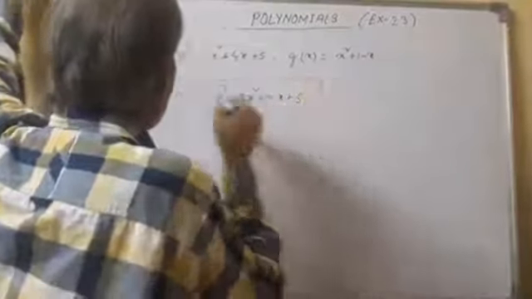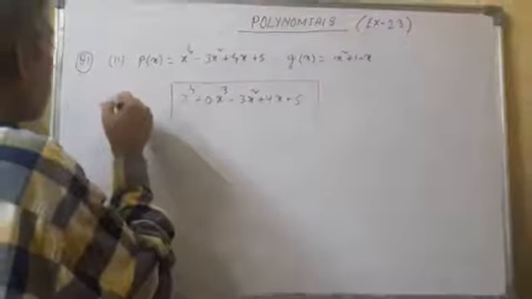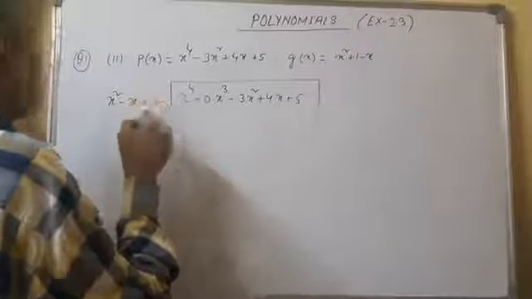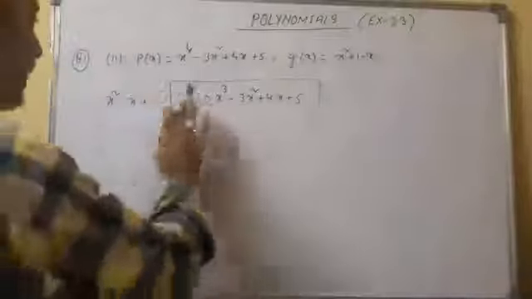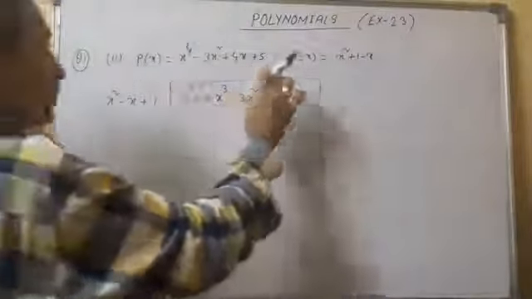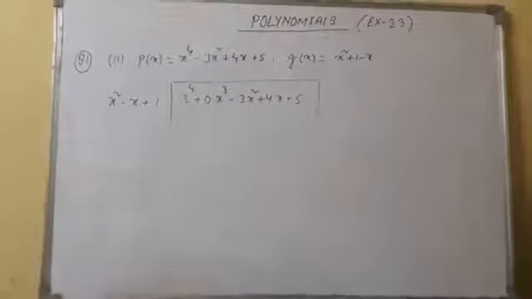So this is our px, and what is our gx? Arrange the terms: highest power, next highest, lowest. So what we have to do here is arrange the powers of x properly in decreasing order: 4 3 2 1 0 and 2 1 0. So the first step is to arrange it properly.